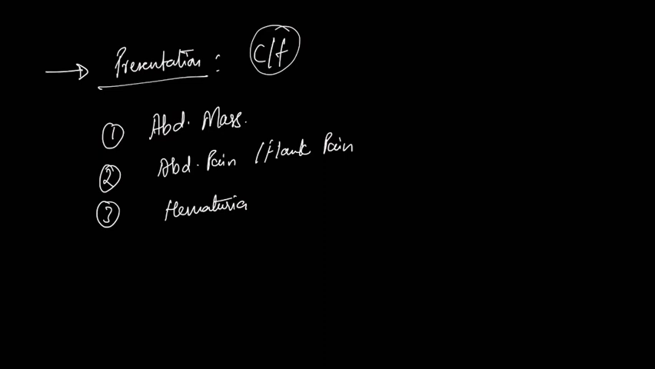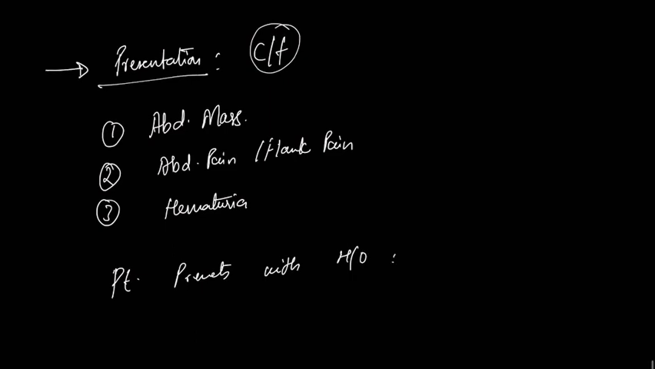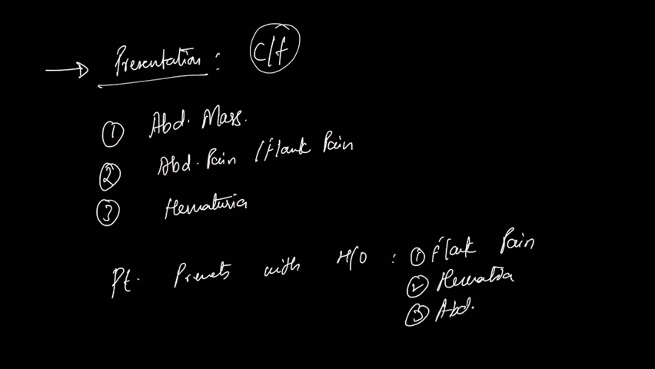So if there was a question to be asked, a clinical case scenario, the question would be like: a patient presents to you with a history of these three features. It could be flank pain, hematuria, and abdominal mass. So this should suggest to you that the answer should be renal cell carcinoma. So this can be asked as a 10 marker.